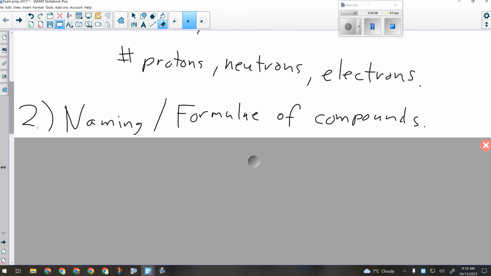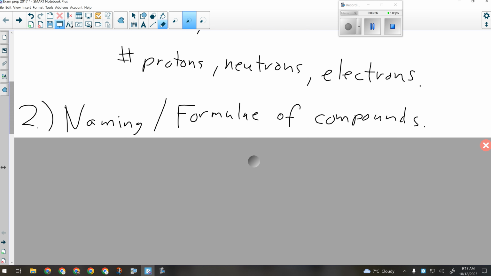Then we talked about naming and formulas of compounds. There will be a few multiple choice questions, like, what would be the correct formula for tin 4 chloride? A, B, C, or D. Certainly there will be a few multiple choice questions about that. Or what would be the proper name for FeO? And then there would be A, B, C, and D. So yes, there's some of that in the multiple choice.